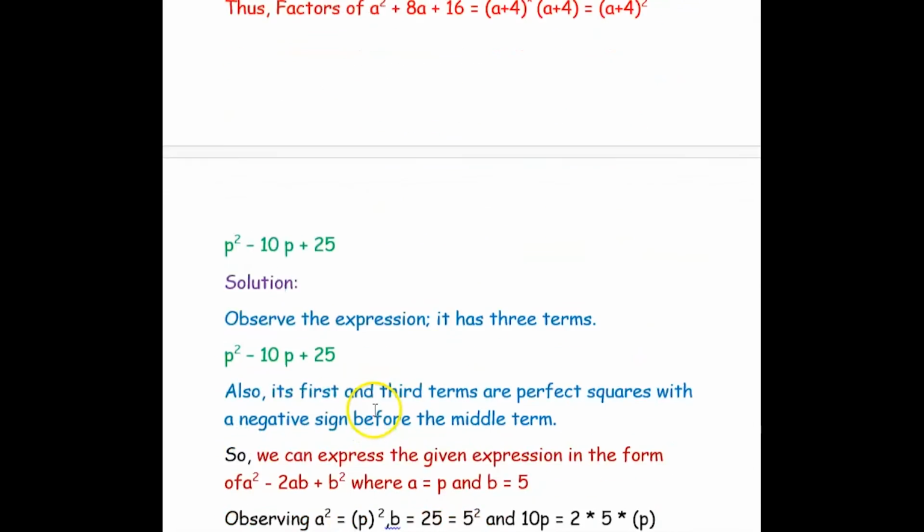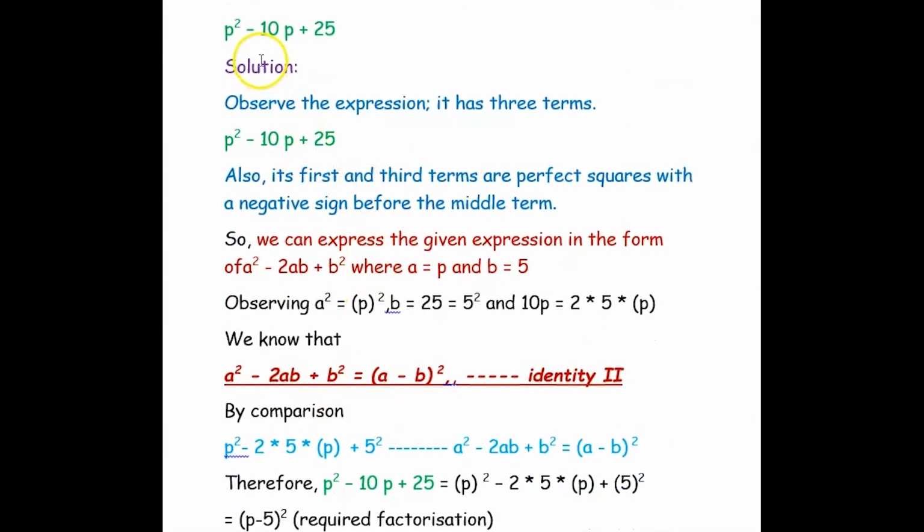Now let's see the next example: p square minus 10p plus 25. If any expression is given like this for factorizing, first you have to look into the first term and the third term, because it has only three terms, the first term and last term. Both are perfect squares. Now we have to look into the sign of the middle term. It may be either plus or minus. In this case it is minus.